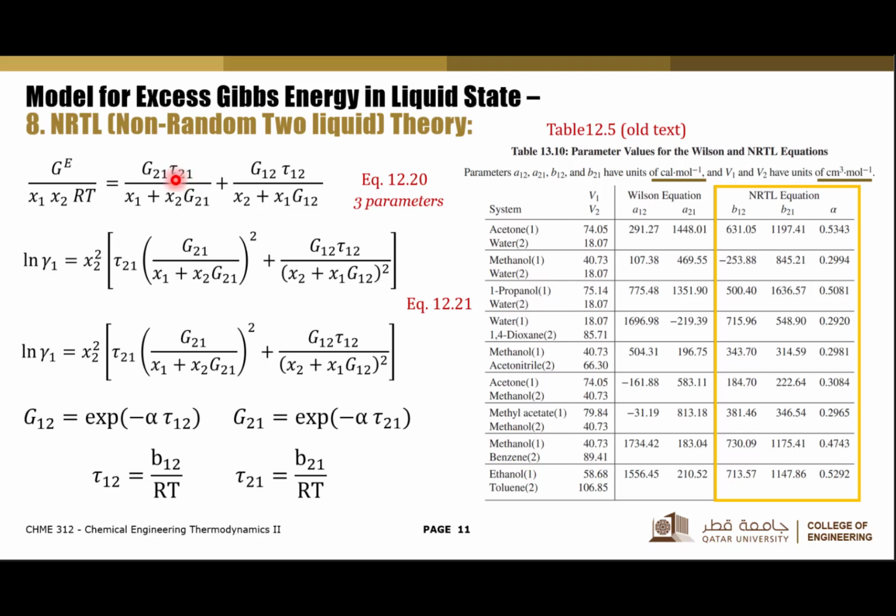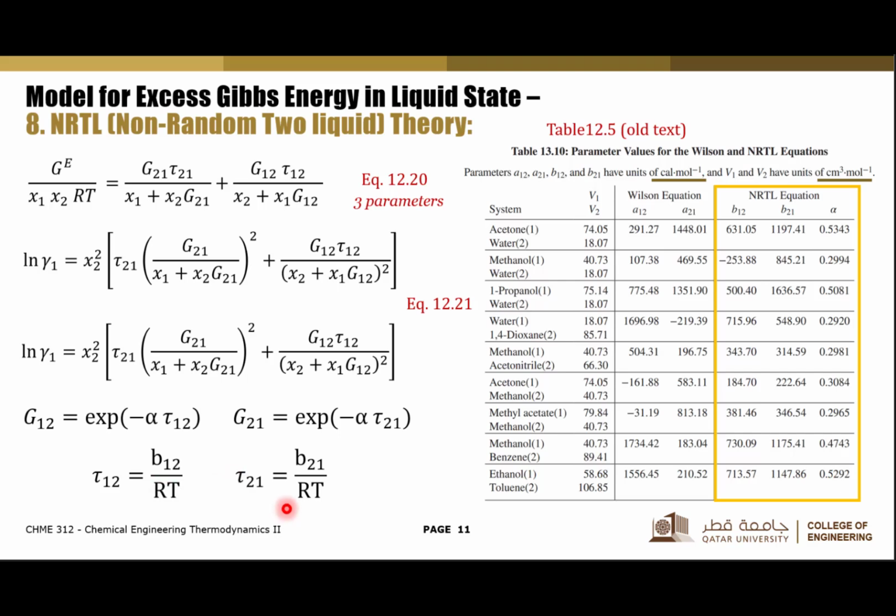All right, so in this model, again, we have more variables. In this case, we have tau21 and tau12, and G21 and G12. What are those equal? First, you want to find the tau, then you find the G. Why? Because the G is a function of the tau. How do you find the tau? Parameters from a table. So tau12 is equal to b12 over RT. Where's b12? It's right here. And then the other one for a binary system, tau21 is b21 over RT. Again, b21 is what we see here.